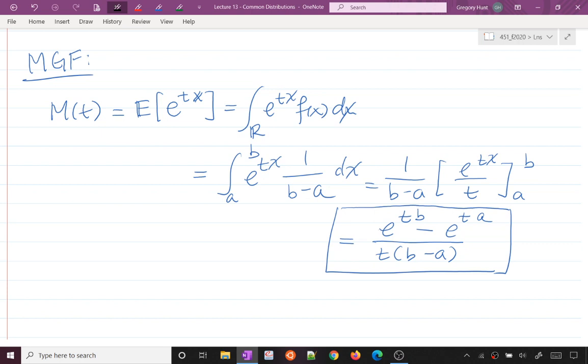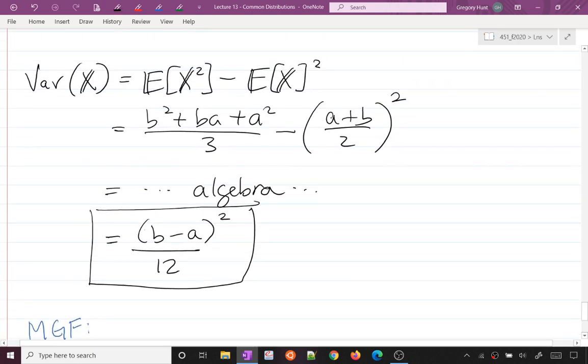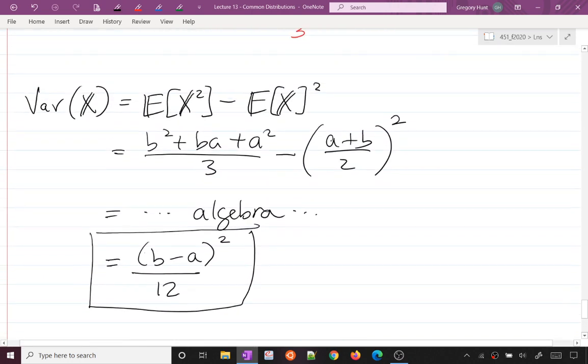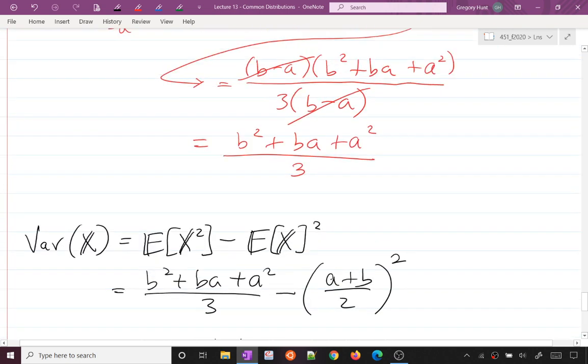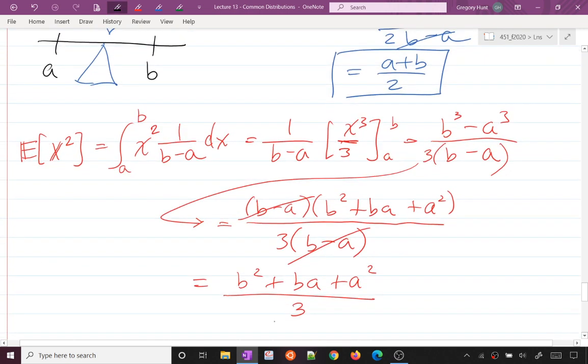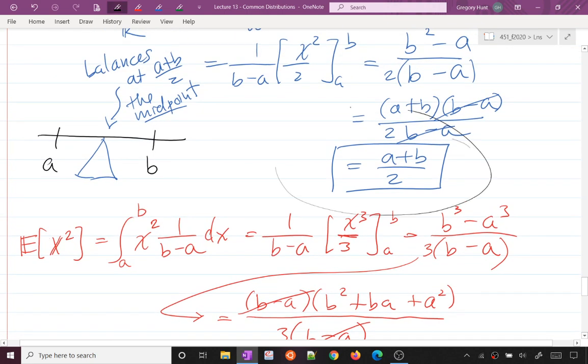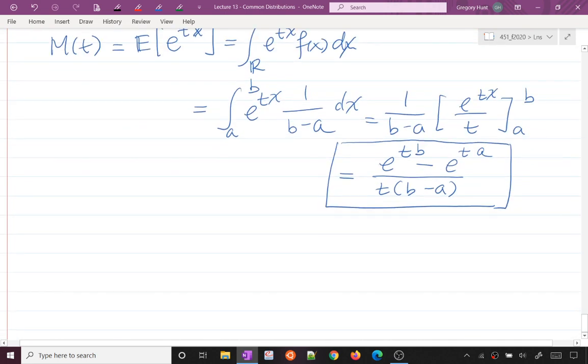So that is our MGF for the continuous uniform distribution. Now, you could pause here. If you take derivatives of this, which is not bad, that's a Calc 1 problem. I could ask that on an exam. And you plug in 0. When I take the second derivative and plug in 0, I should get this second moment. And when I take the first derivative and plug in 0, I should get that a plus b over 2. So I'll let you think about that. But that's the MGF there. Okay.